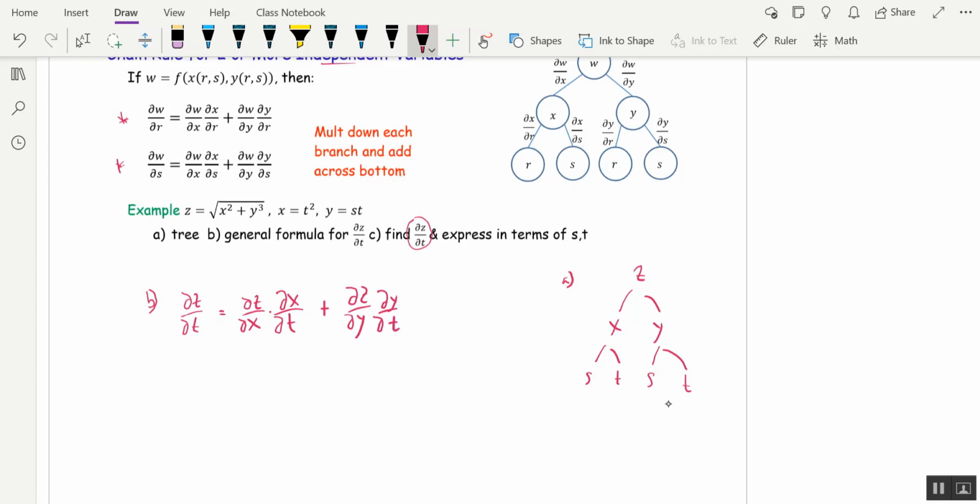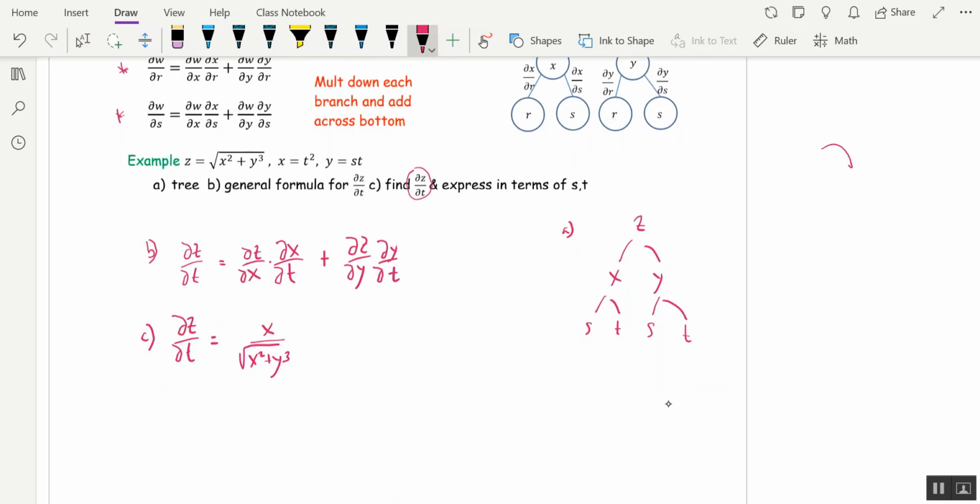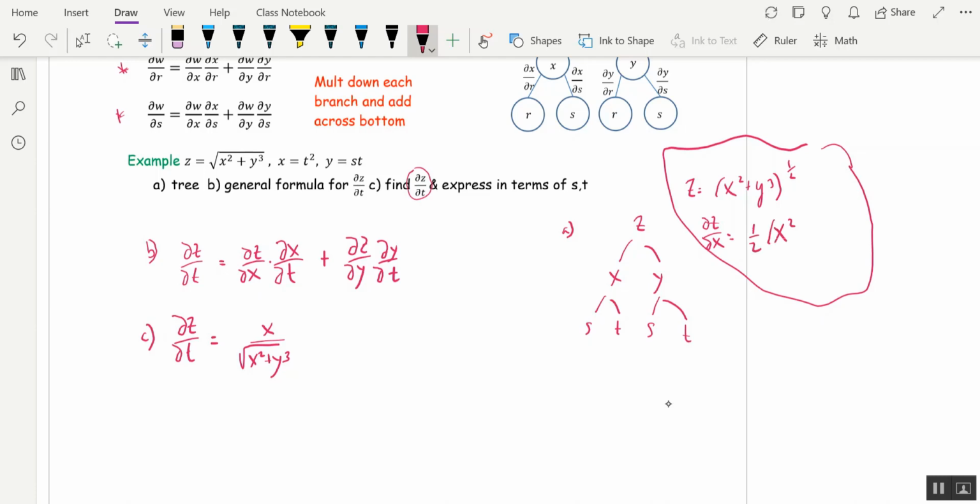All right, and for our specific problem, del z del t will be the partial of z with respect to x, which is x over the square root of x squared plus y cubed. Now I did that sort of quickly, so let me show you in my scrap paper over here what happened. I'm going to write z as x squared plus y cubed to the 1/2. And when I take the partial with respect to x, I bring the 1/2 down, I leave the inside fixed, subtract 1 from the exponent, and then I multiply by the derivative of the inside with respect to x, which is 2x.